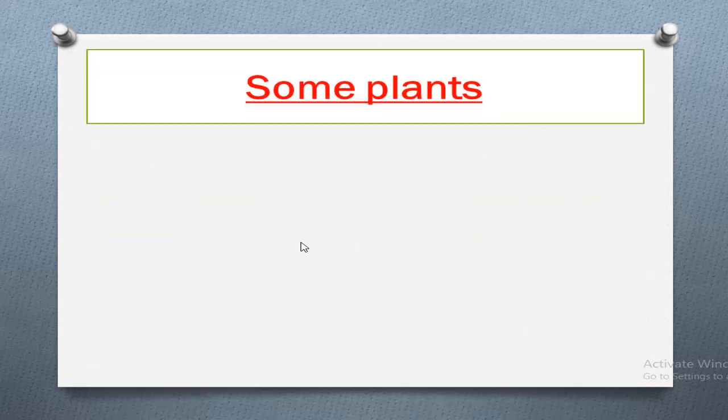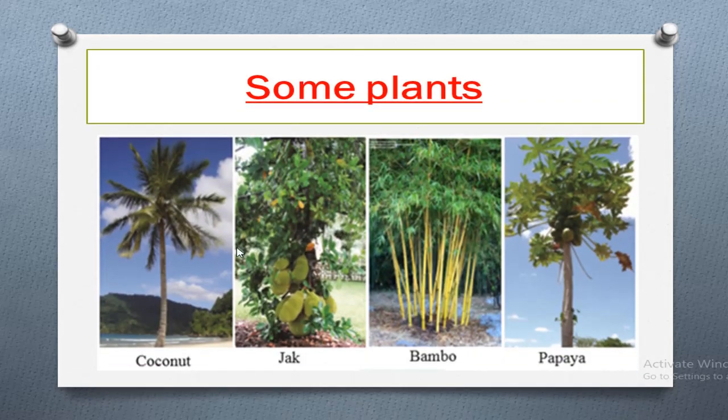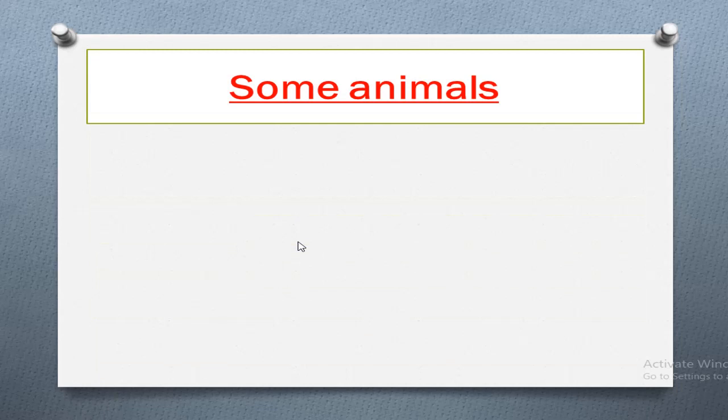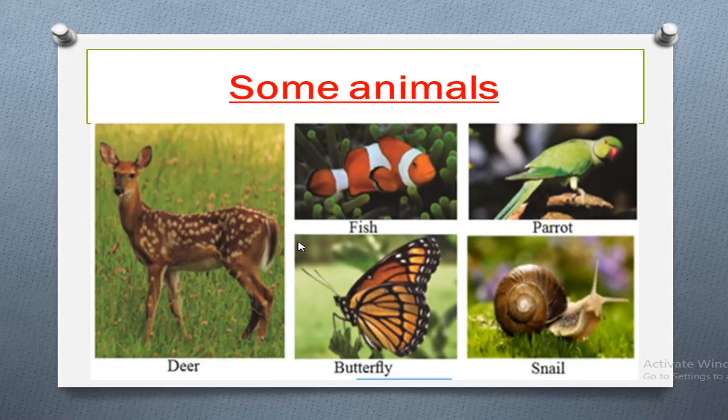Then we will learn about some plants. This picture represents some plants: coconut, jack, bamboo, and papaya. Those are some plants among the plant world. Those plants show growth. Therefore, they belong to the living things. This picture represents some animals. These animals also show growth. Therefore, they also belong to the living things.